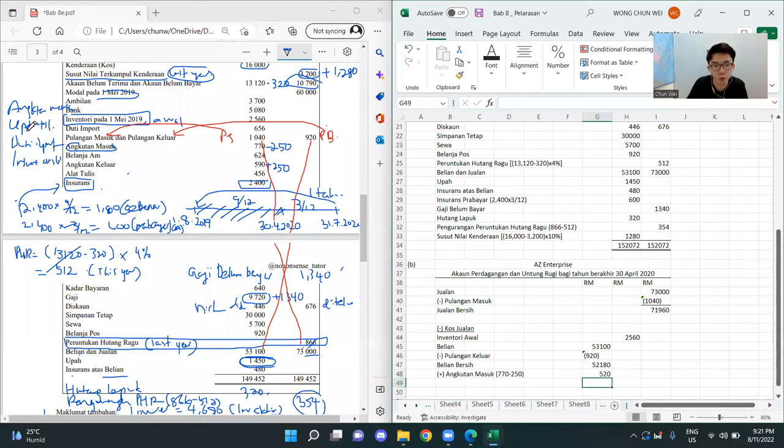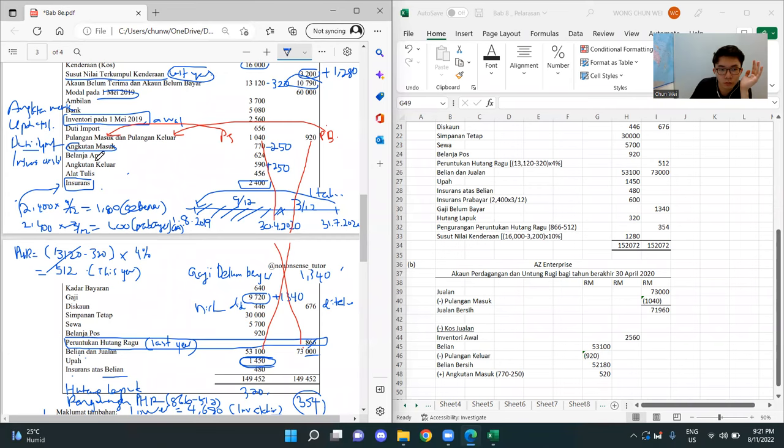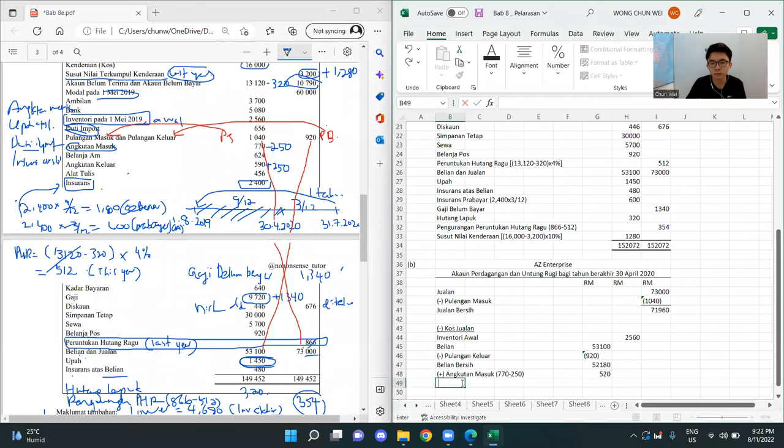520. Upah atas bullion, do we have? Ada upah, tapi ada atas belian. Is there the word atas belian? No. So therefore, we cannot record here. All right. Next, duty import. Do we have duty import? Yes, duty import here. So put it in. How much? 656.